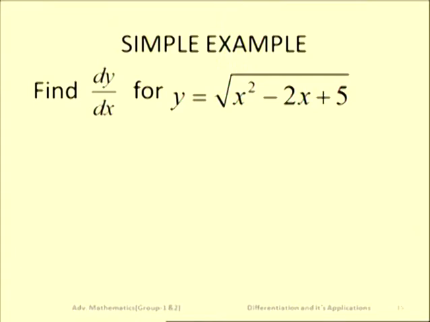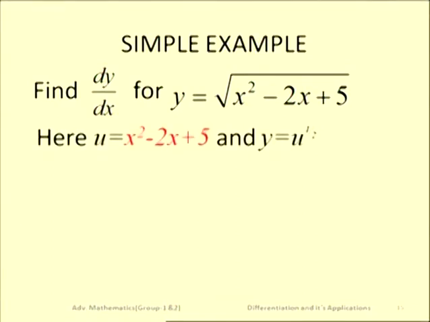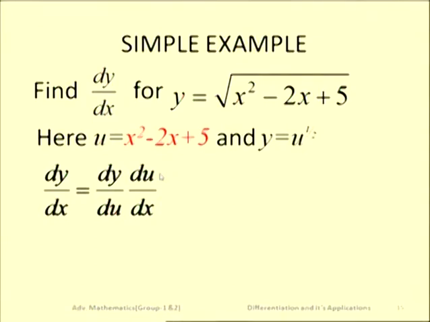Taking x square minus 2x plus 5 as u, we have y equal to u raised to 1 half. Square root x is x raised to 1 half, so square root u is u raised to 1 half. So y is equal to u raised to 1 half, that is a function of u, and u is a function of x. Once again, we use the chain rule, that is dy by dx is dy by du into du by dx.